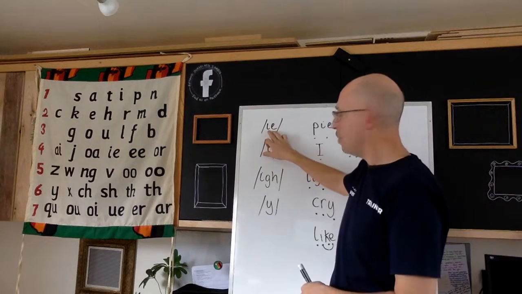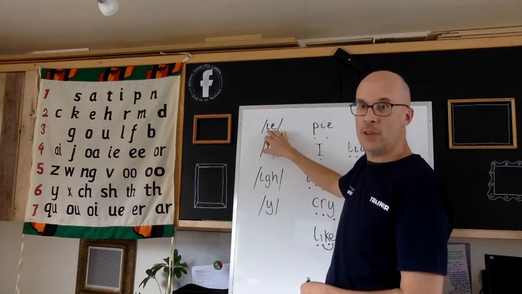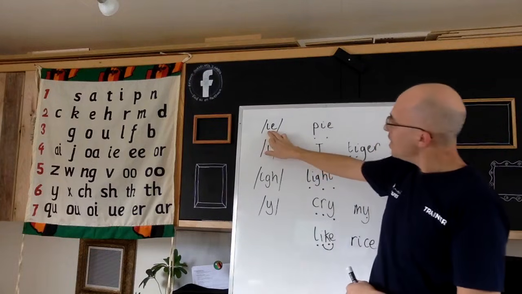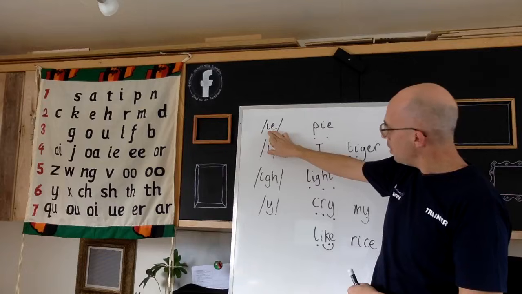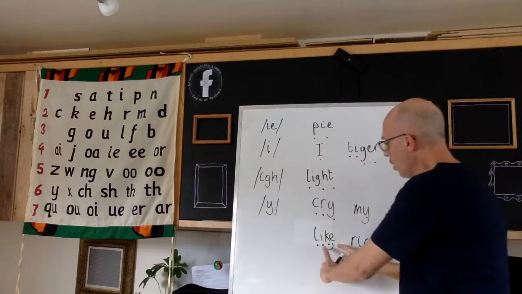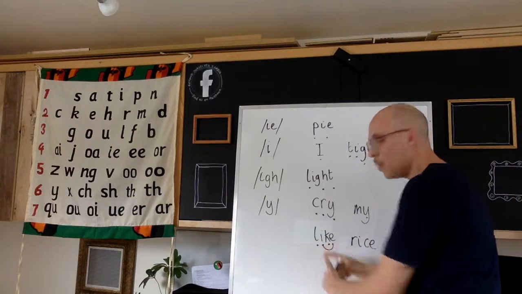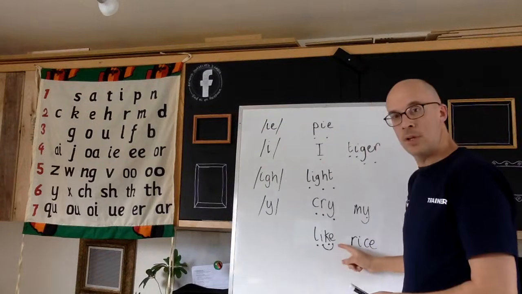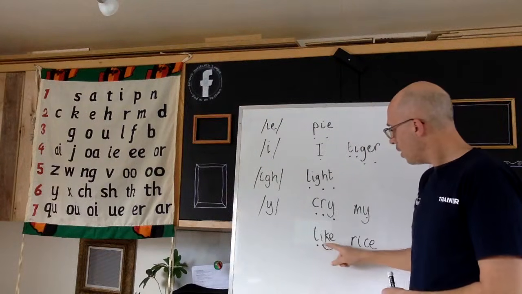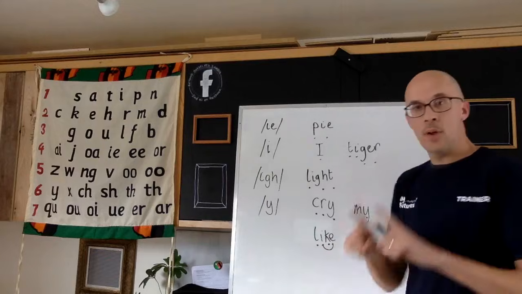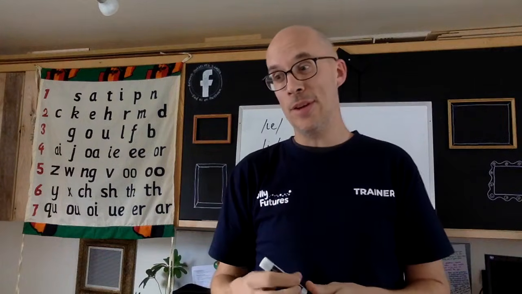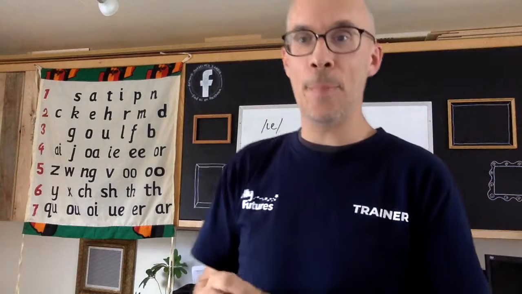So here, this is for extra points for you smart people. So here, this is a digraph, two letters making one sound. Here, we've got two letters making one sound, but they're not together. So does anybody know what it's called when you've got two letters that make one sound, but they are split? That's a bit of a clue. Okay, so have a little think about that. Okay.